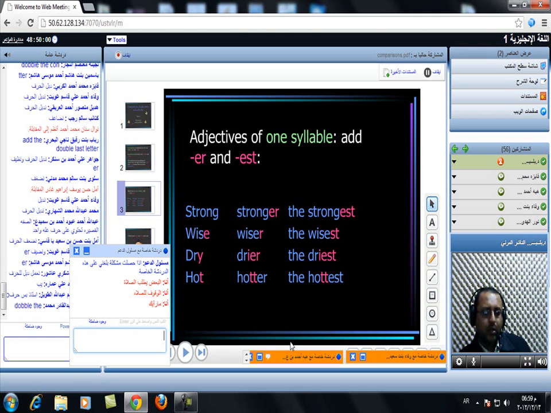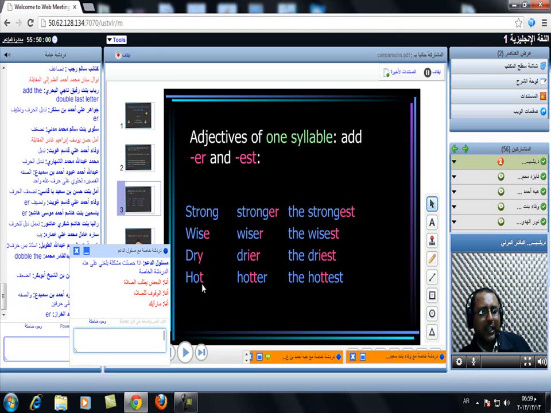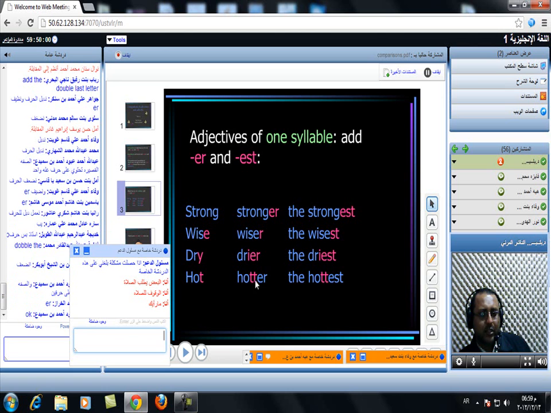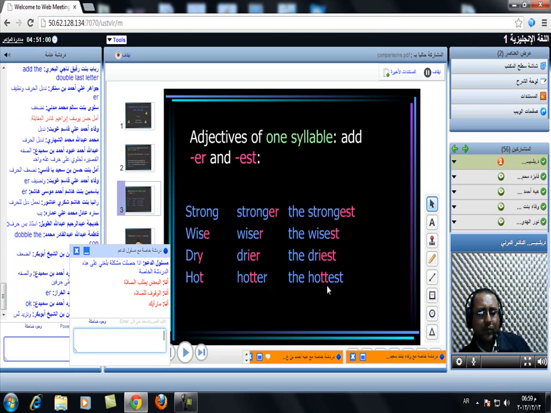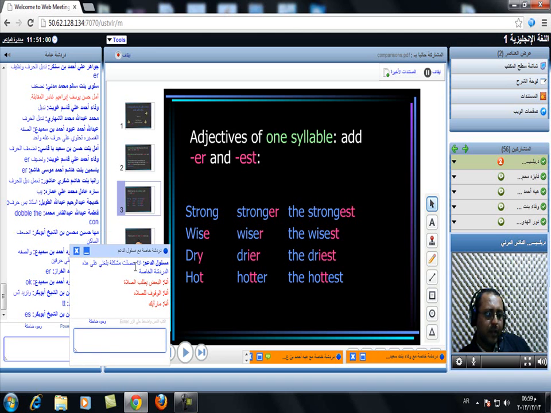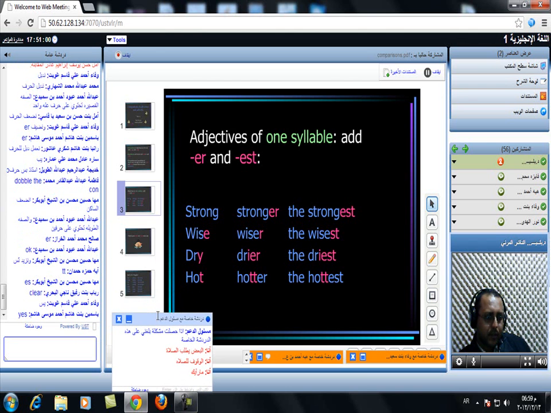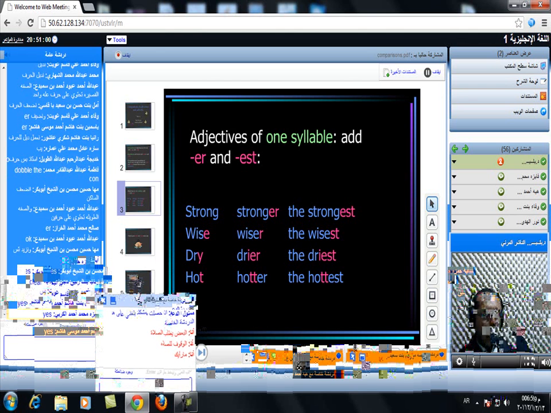So we have to double the consonant, like in hot. See hot, H-O-T. T is a consonant sound and it is preceded by a vowel, so we have to double the consonant and then add ER in the comparative form, and add EST in the superlative form. Clear? Clear, all of you? Okay.